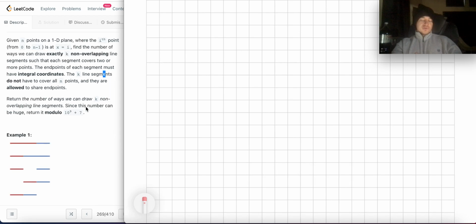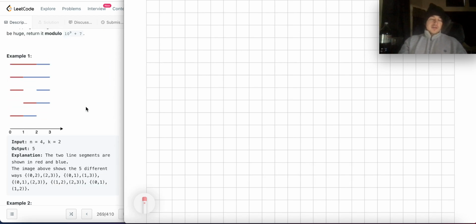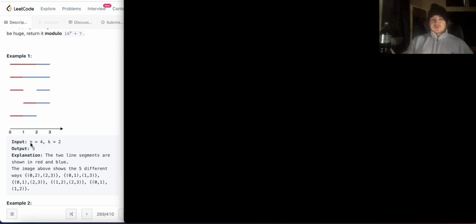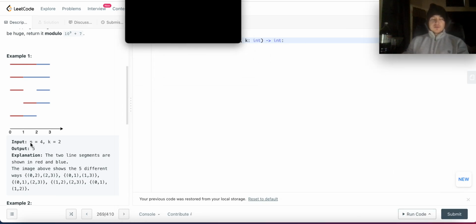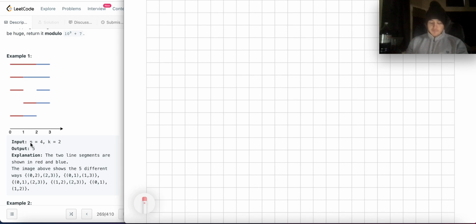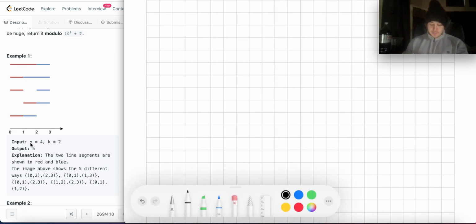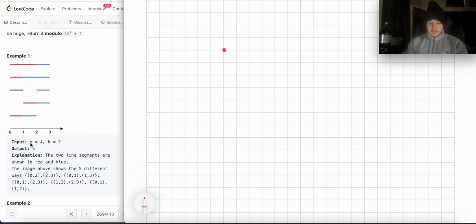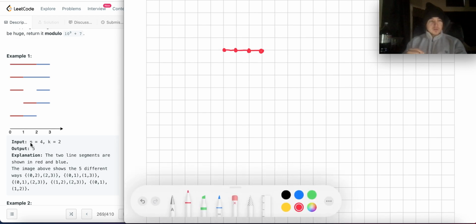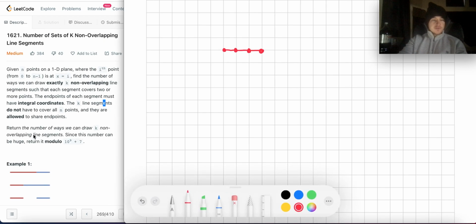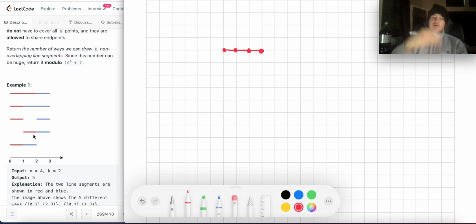Okay, so a little confusing. If we looked at this example here, we have 4 points in our system. So I'm going to draw that system like this. This is our one-dimensional plane where we can put our segments. I might use the term strings interchangeably, but you have these line segments.